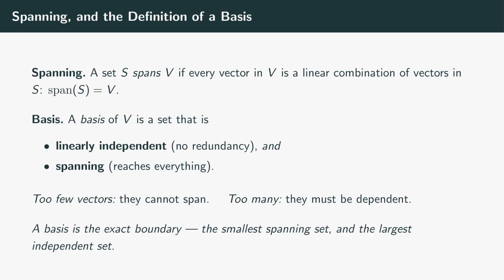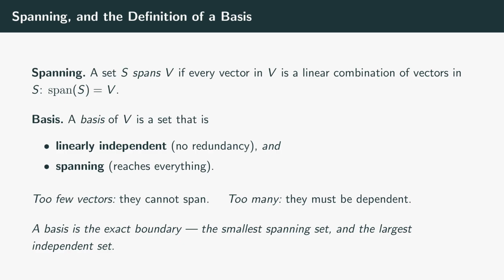Independence is only half the story. The other half is spanning. A set spans the space if every vector in the space can be written as some linear combination of the set. The set reaches everything, leaving no vector out. Now put the two halves together. A basis of a space is a set of vectors that is both linearly independent and spanning. Independent, so there is no redundancy, nothing repeats. Spanning, so there is full coverage, nothing is missed.